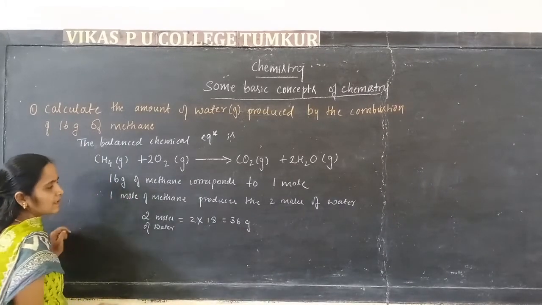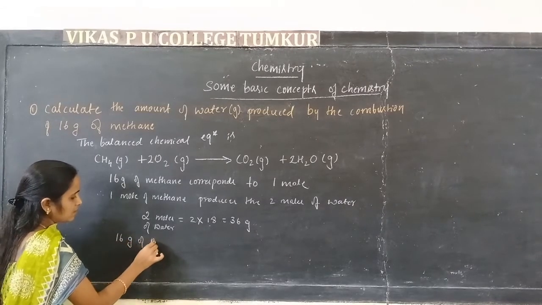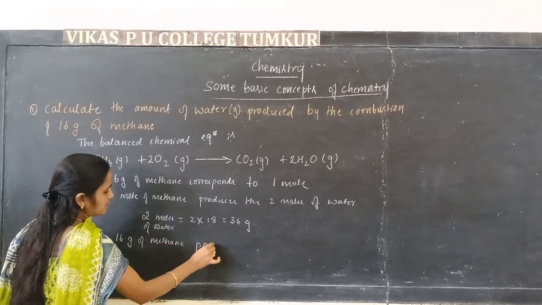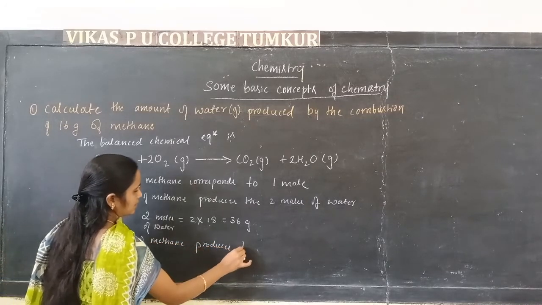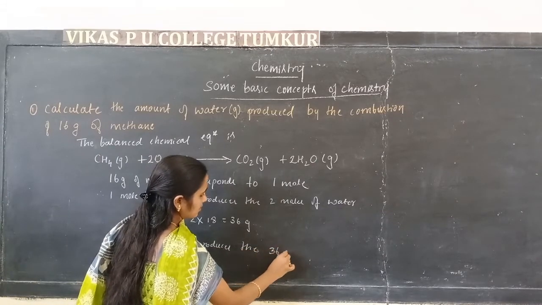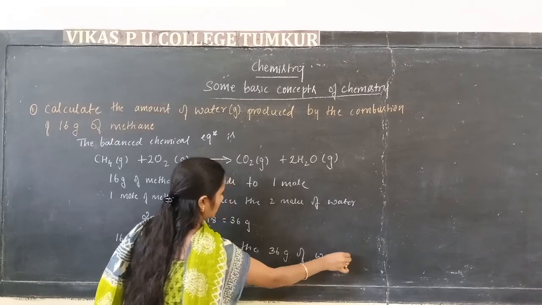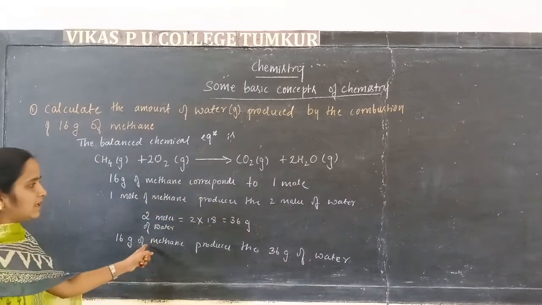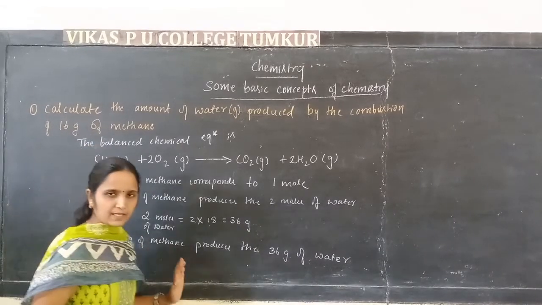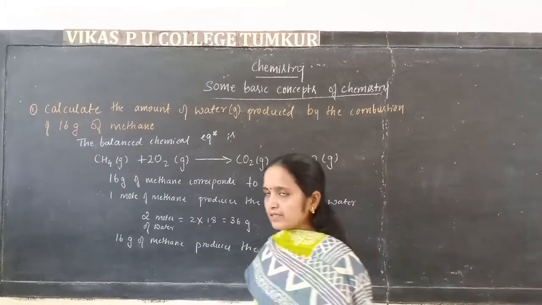36 gram means that 16 gram of methane produces 36 gram of water. This is the answer, given directly in a simple way. If they are given in a different way, how to calculate will be checked in the next problem.